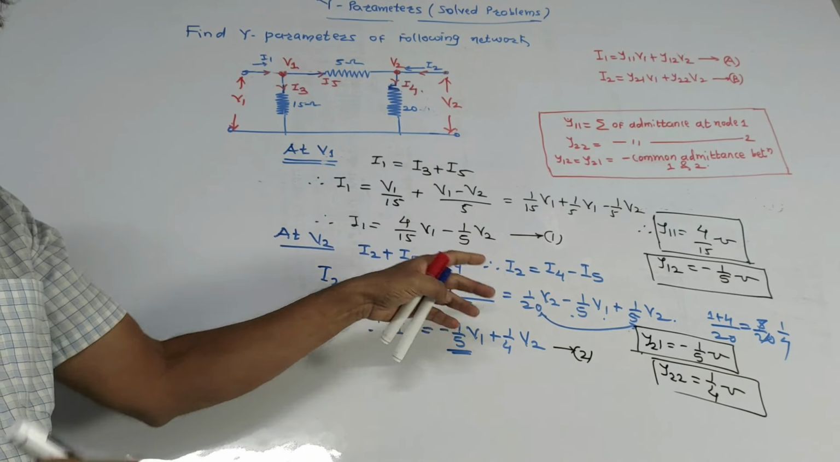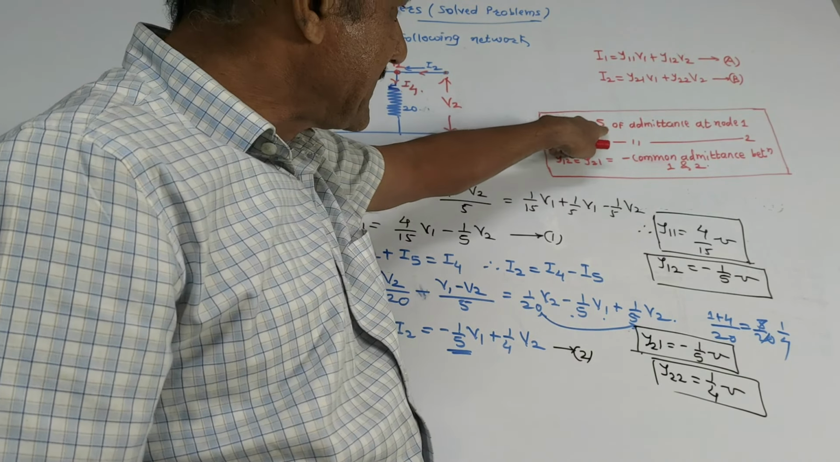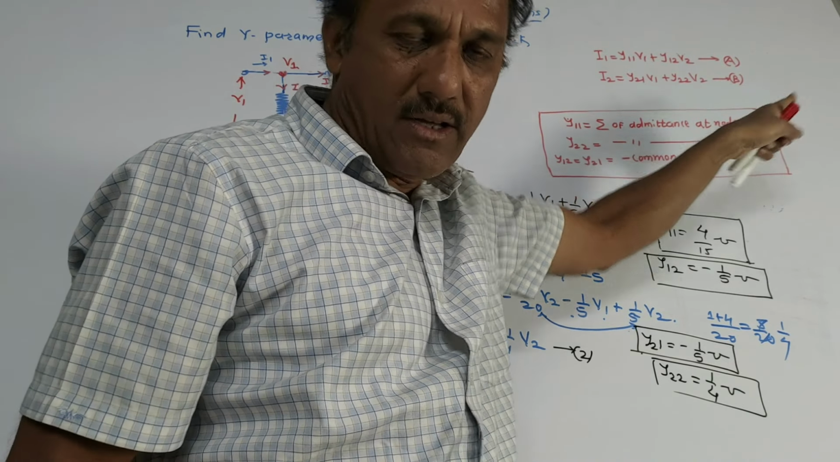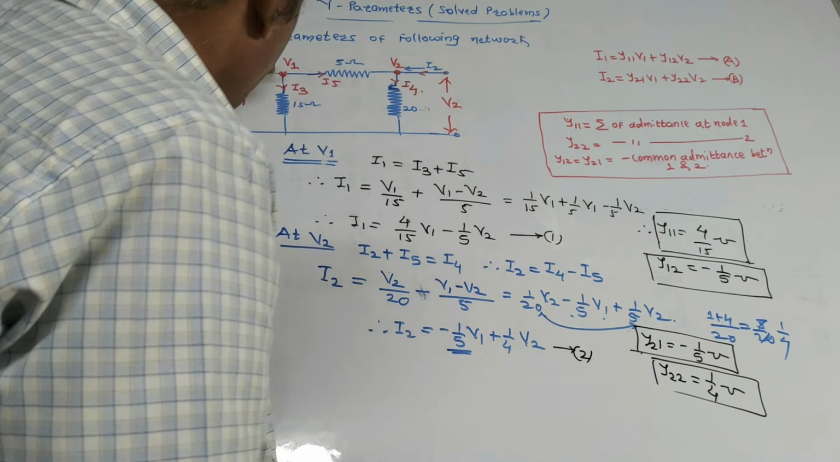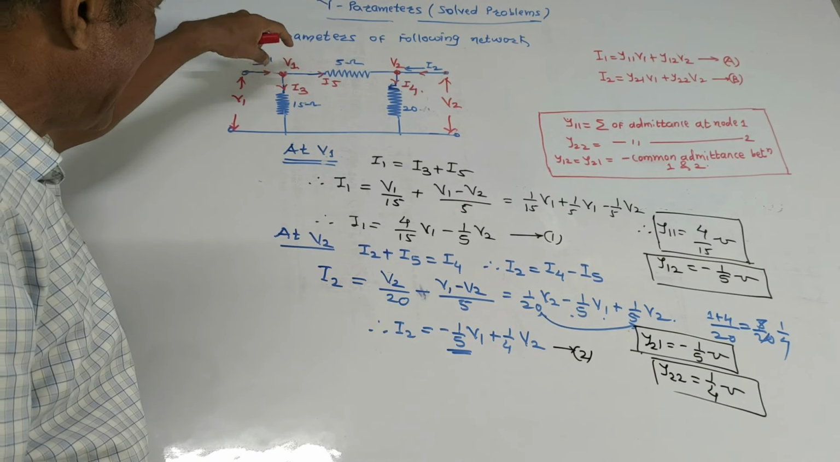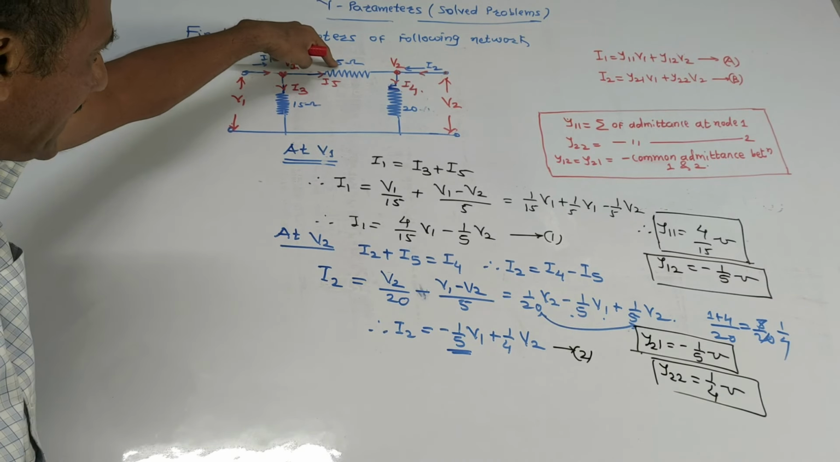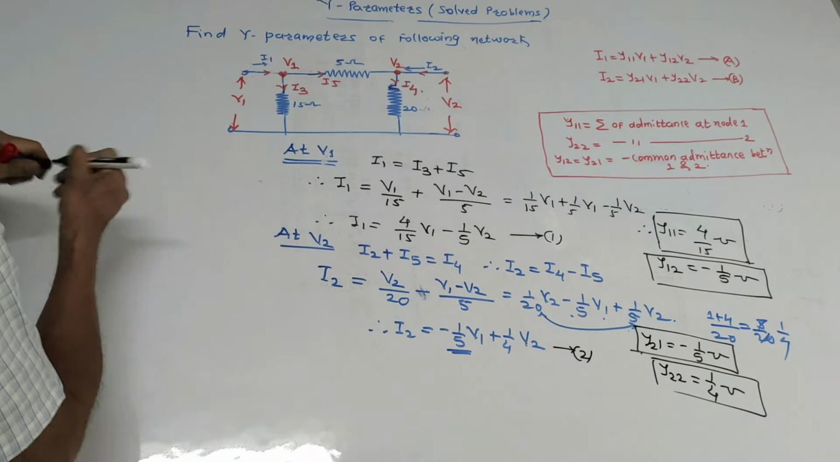Now as I told you, we have to cross check the answer. I have written the rules. Y11 is summation. This sign indicates summation of admittance at node 1. Do remember admittance is the reciprocal of impedance. Which admittances are connected at node 1? One impedance is 15, another impedance is 5. Look at the rule: summation of admittance connected at node 1.